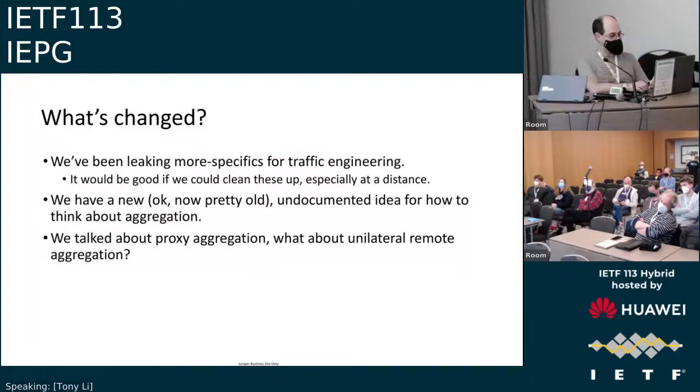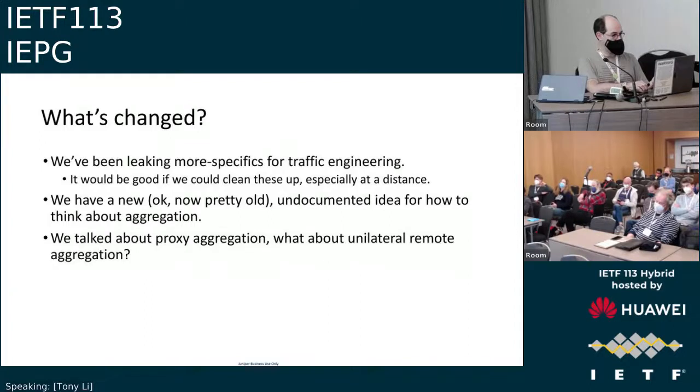So what's changed since we started doing CIDR? One thing that's surprising is we've started leaking more specifics all over the place for traffic engineering. And that's caused a great deal of noise in the routing table. It would be really nice to clean these up. And it would be very effective to clean these up at a distance, because frankly, once you're at a distance, the more specifics don't add a whole lot of value, frequently none.